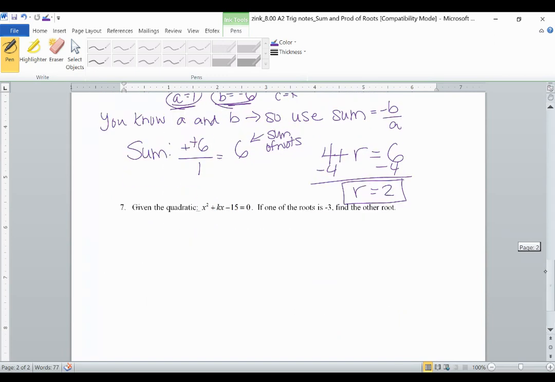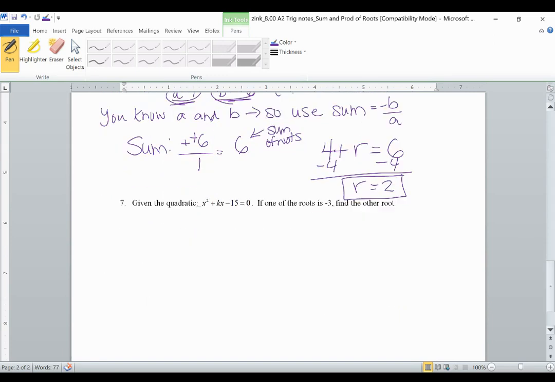Okay, same idea in number 7. So first, identify what do you know? Well, I know a is 1, b is k, and c is -15. So what do I know? I know a and c. So what formula do I have that has an a and a c in it? And that is your product. So we're going to use the product.